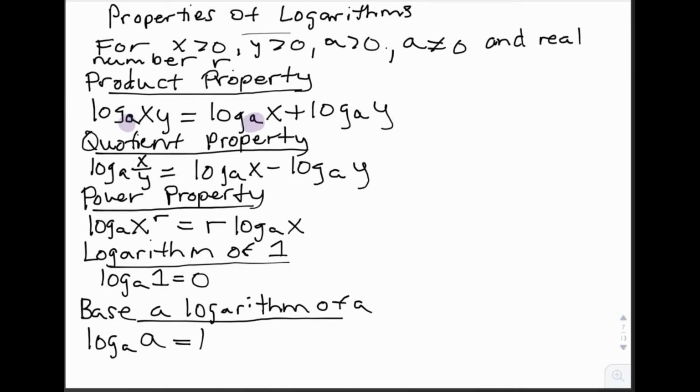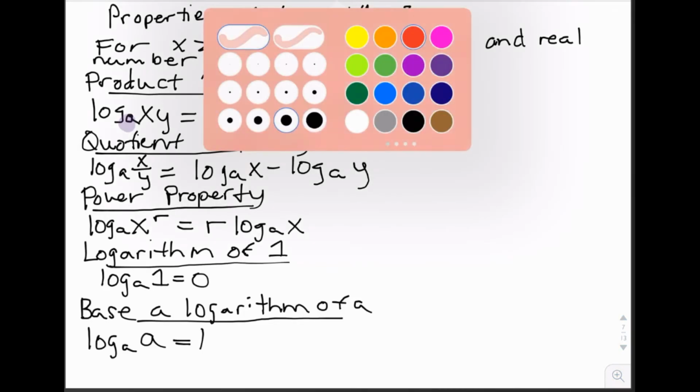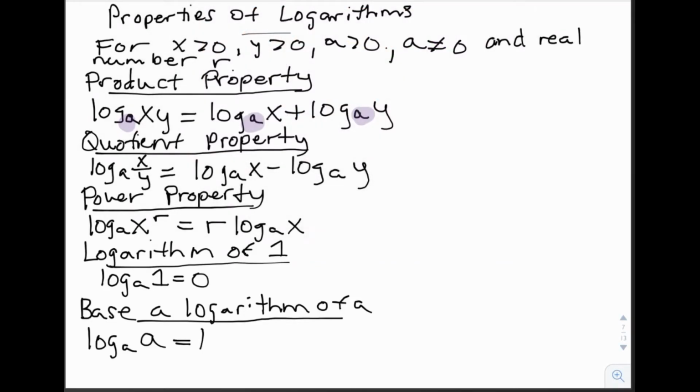So same bases of a. And we're going to go ahead and have our x. So our x, log base a of x, and then log base a of y. So if you see that they're multiplied by each other, you can go ahead and pull them apart by having log base a x plus log base a y.